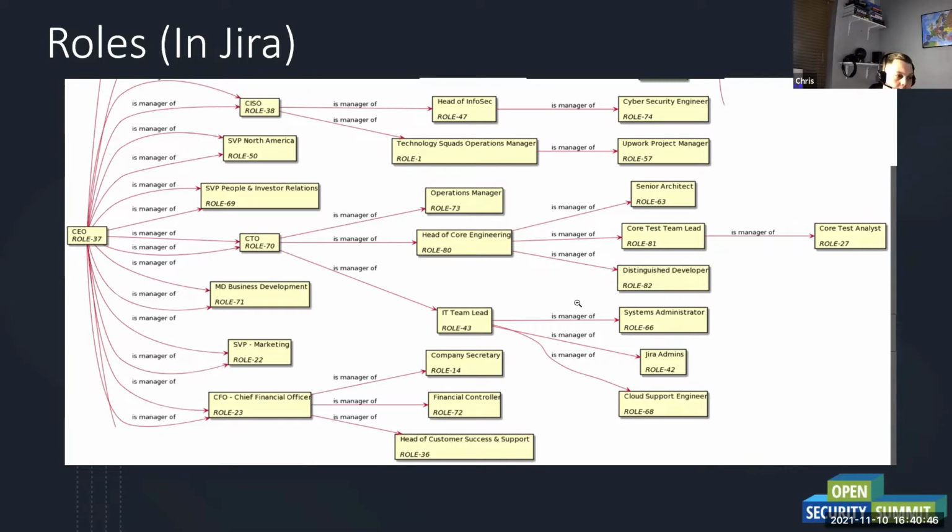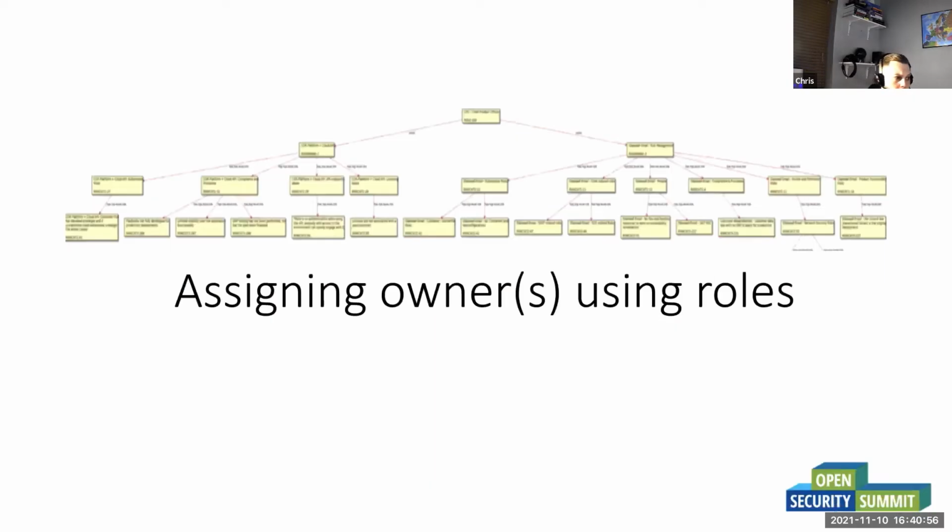So again, each of these yellow tickets is an item on Jira. We've got roles in Jira, and each of them creates different business titles. And this is what it looks like. Go on. Sorry, Chris, can I interrupt?